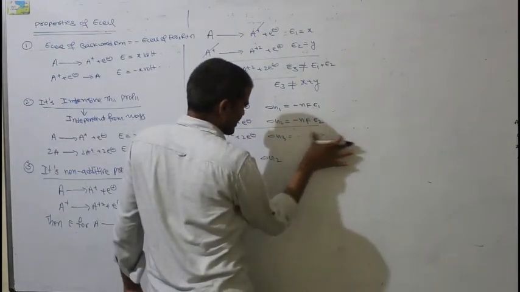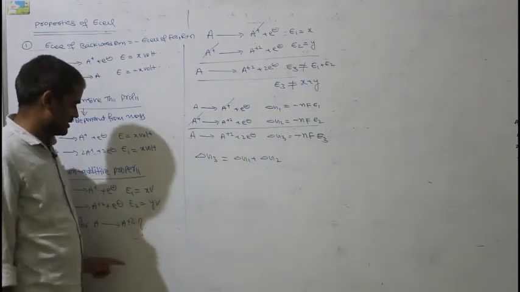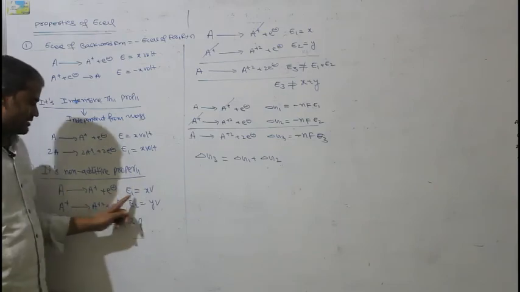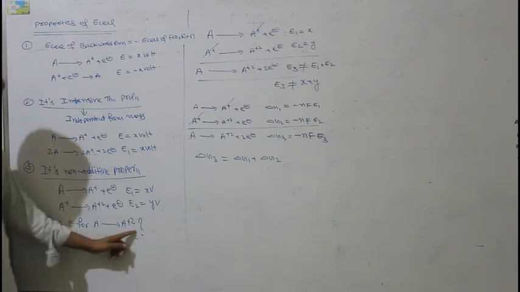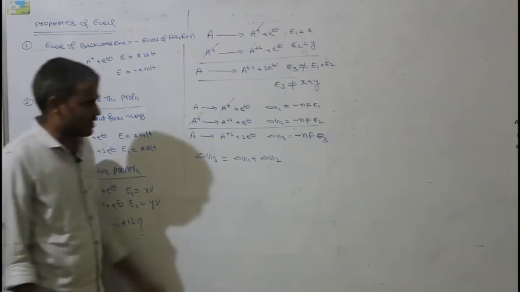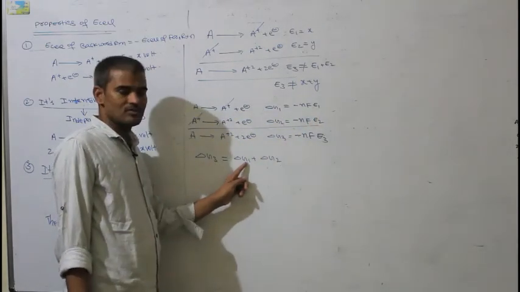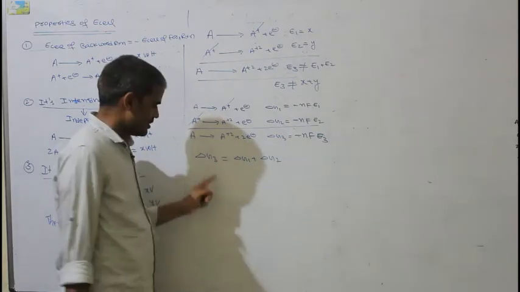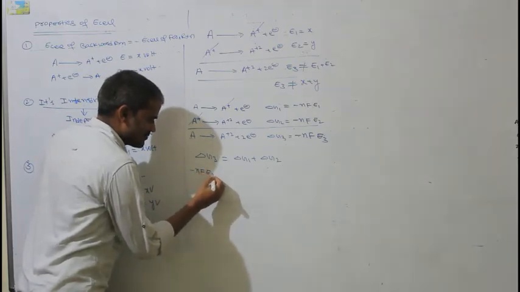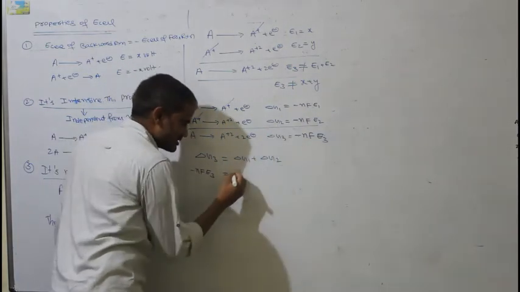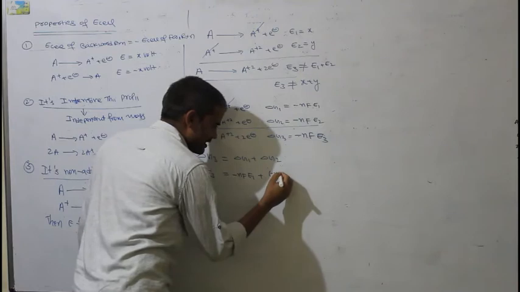Or else, here you can write del G3 is equal to minus NF E3. So we need the E3 value only. A to A plus, E1 given. A plus to A plus 2, E2 given. And we need A to A plus 2, E3 needed. So if you want E3, we have E1, E2 values. That is del G3 equals del G1 plus del G2 because del G is an additive property. So the del G3 expression we have written is minus NF E3 is equal to del G1. Del G1 expression is minus NF E1 plus minus NF E2.